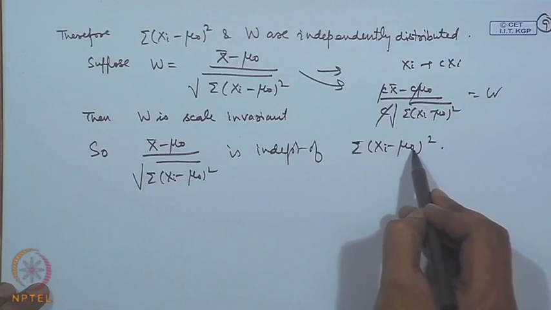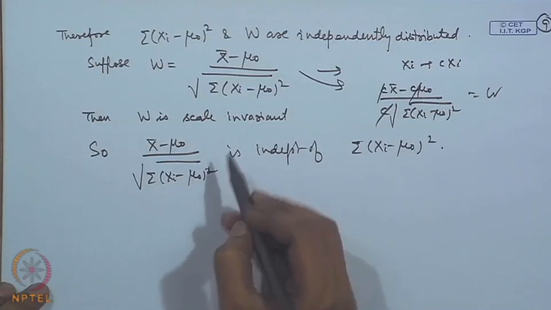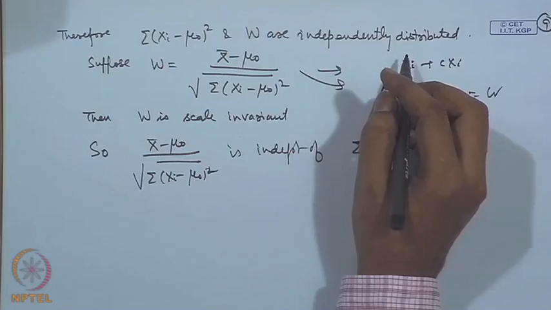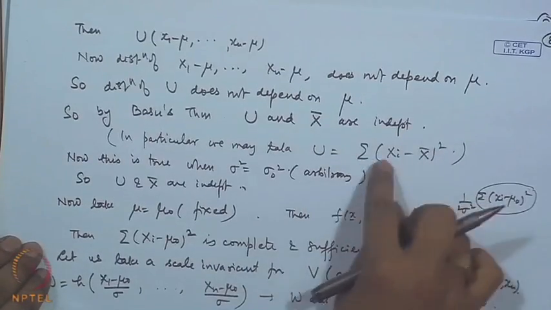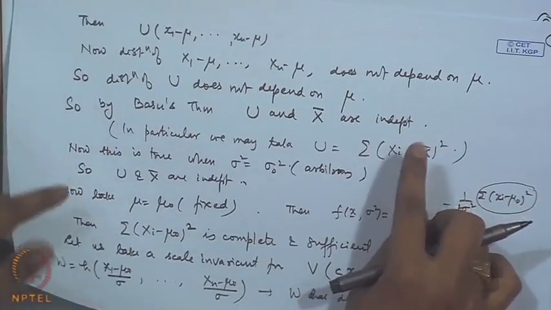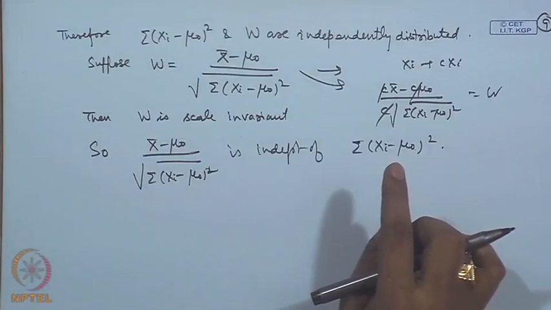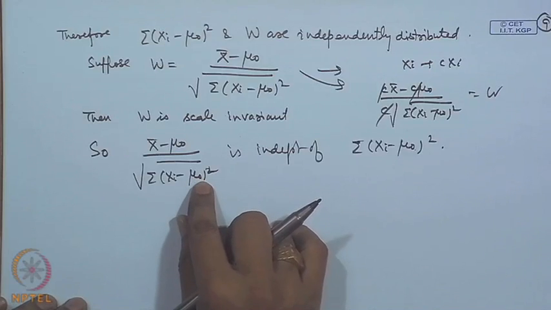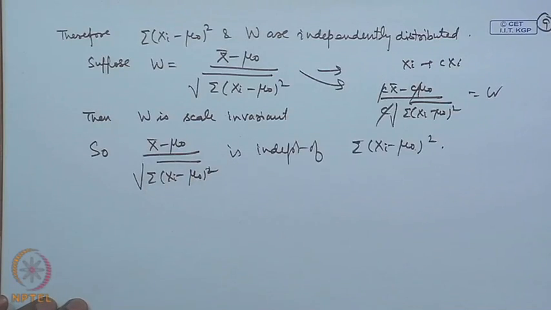Of course, here mu naught is fixed, unlike the previous application where sigma naught was not appearing here. So, the independence of x bar and sigma x I minus x bar whole square was for all sigma, whereas this result depends upon the fixed value of mu naught.